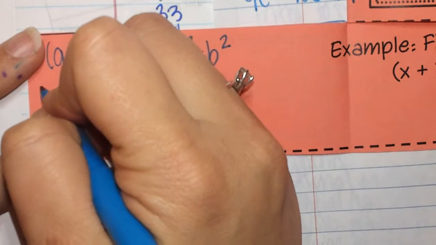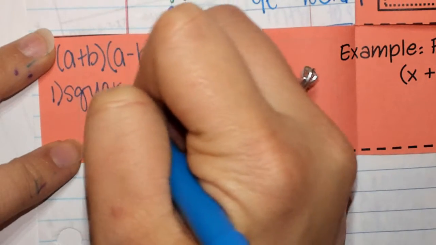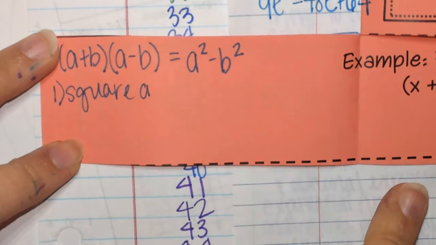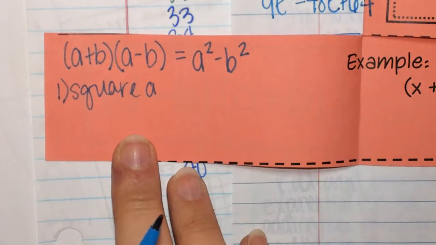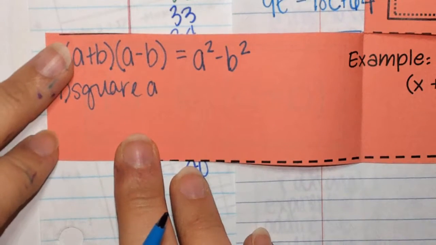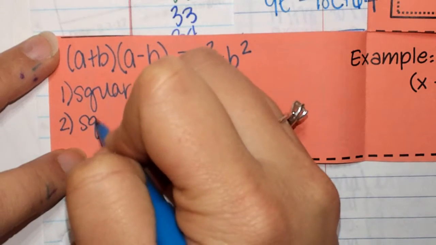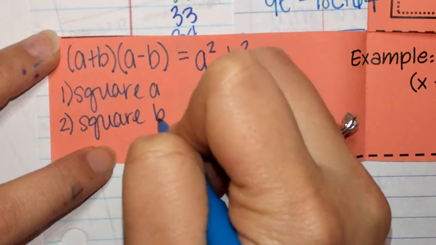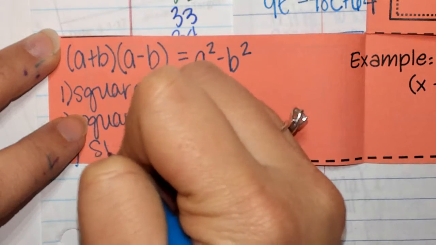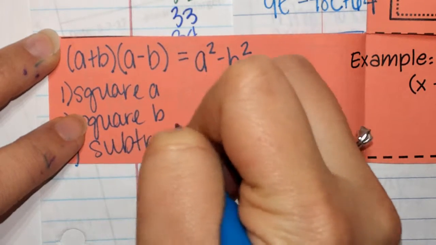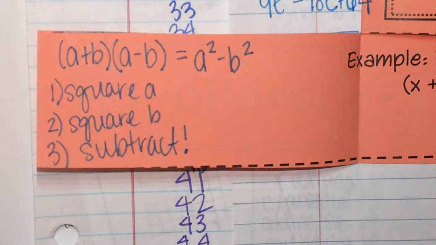All right, so step 1, you have to square A. Step 2 is to square B. And step 3, you subtract.